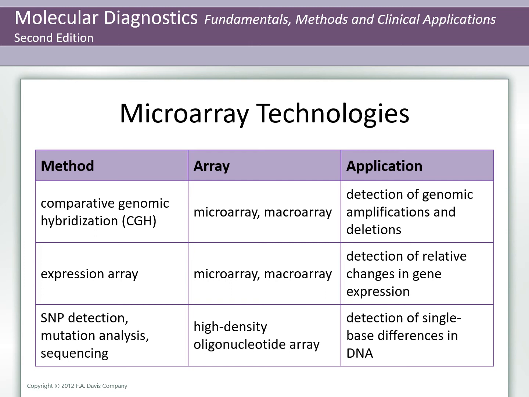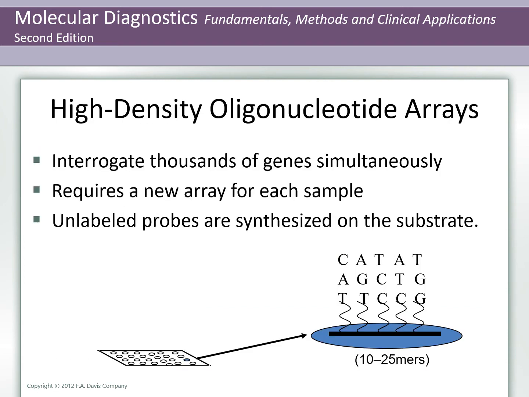Microarray technologies include comparative genomic hybridization, which can either be micro or macro arrays, expression array, and SNP detection, mutation analysis, or sequencing, which utilize high-density oligonucleotide array technologies. So we'll discuss high-density oligonucleotide arrays in a little more detail.